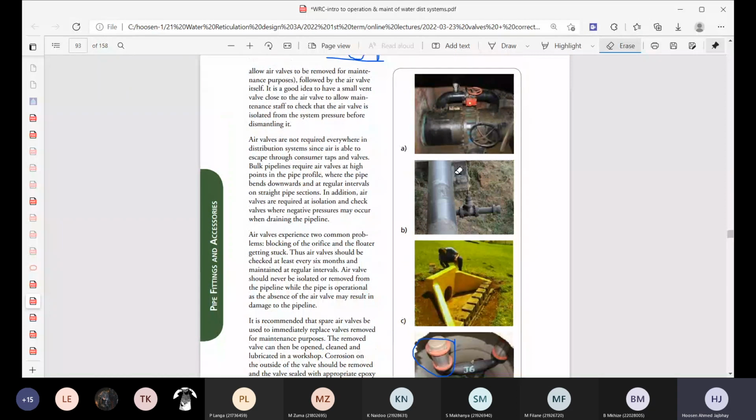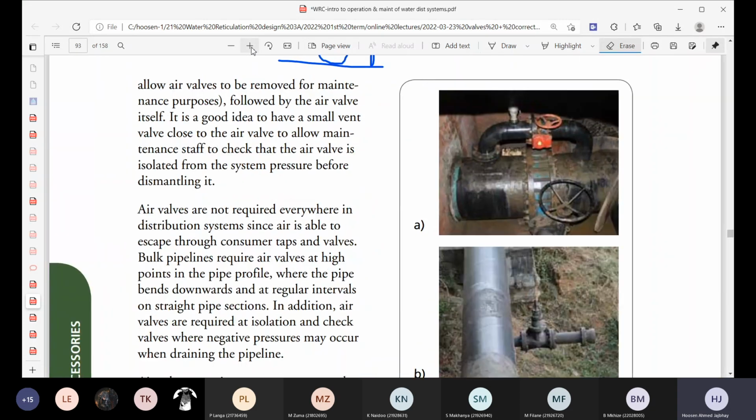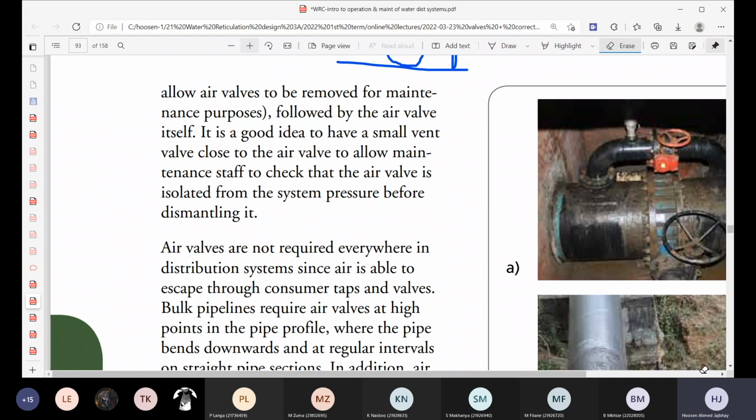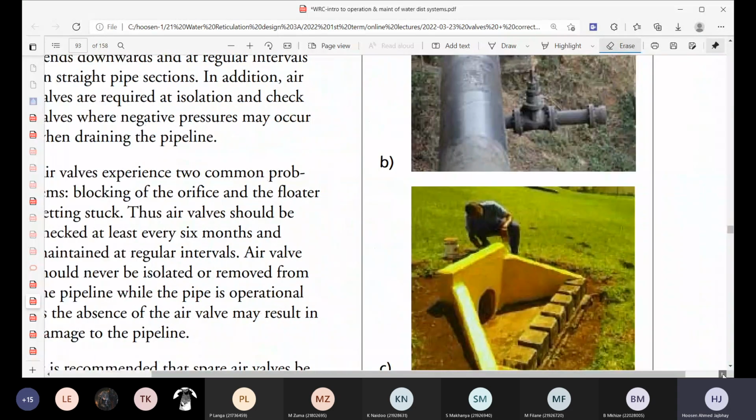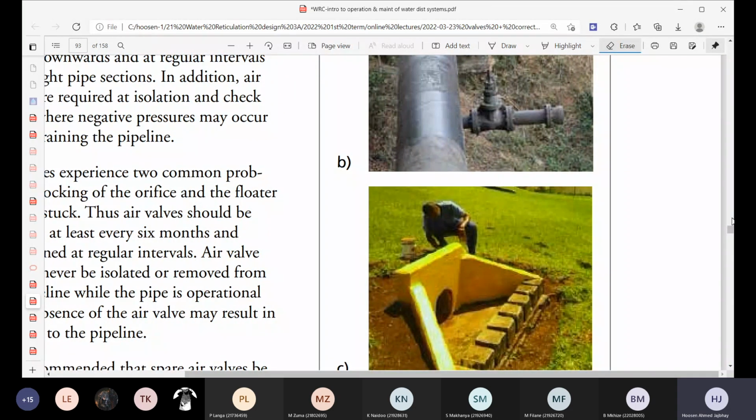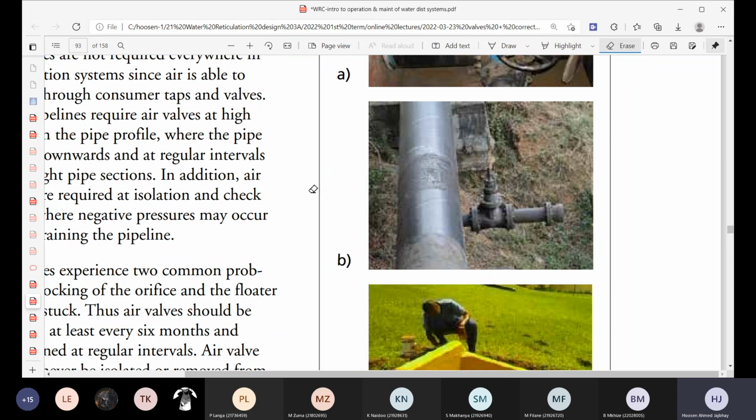Right. So these are just some typical pictures of valves. What you see in diagram B, that's a typical scour valve, and you'll notice something. Let me just enlarge this picture so you can see it better. Now, I need to get it to the middle of the screen. This thing doesn't pan. Can you see it? Okay, right. You should see it now.